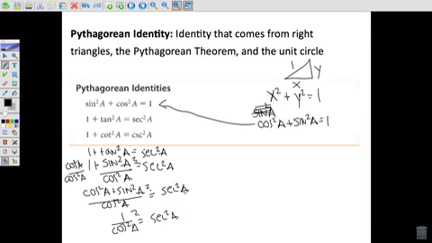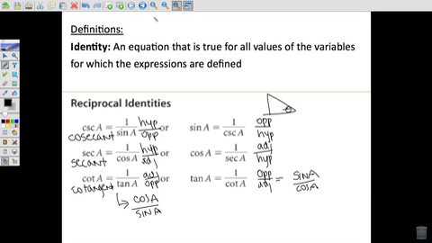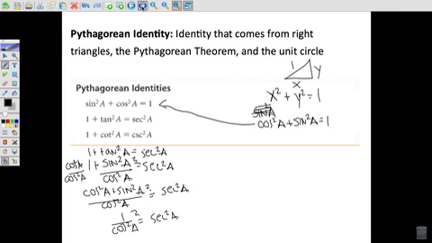And if you look at your reciprocal identities, so if we flip back over here, 1 over cosine a is secant a, so 1 over cosine squared a is going to be secant squared a. So then we can see secant squared a is equal to secant squared a.